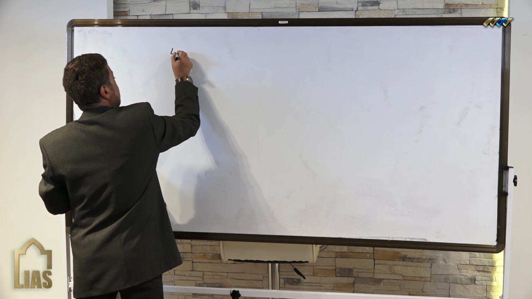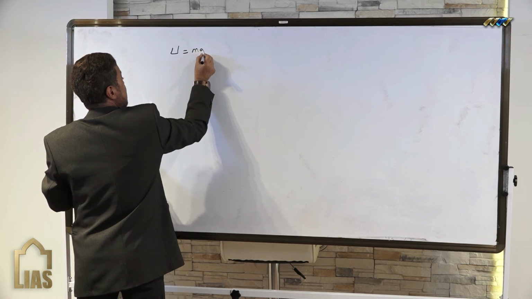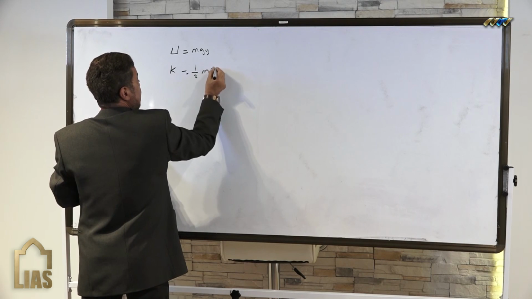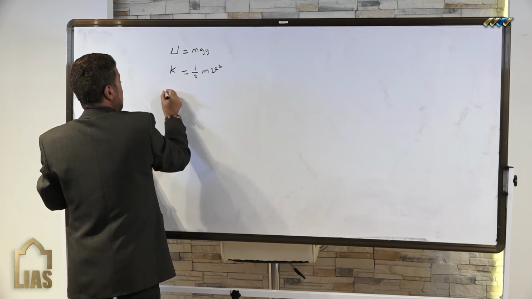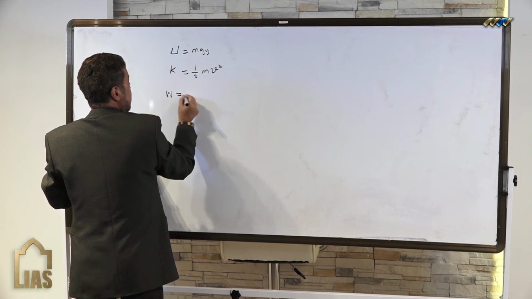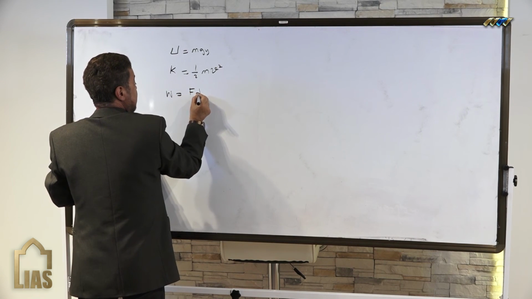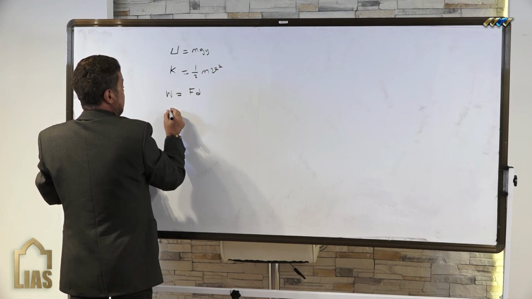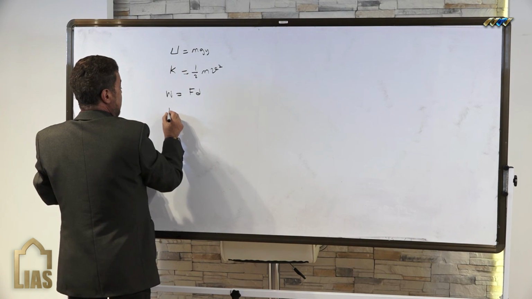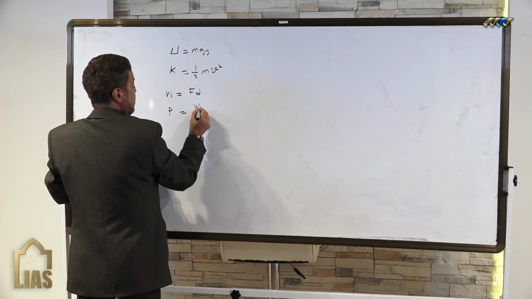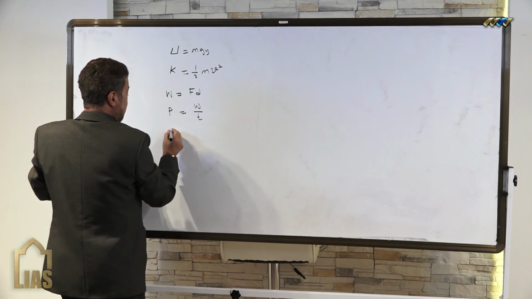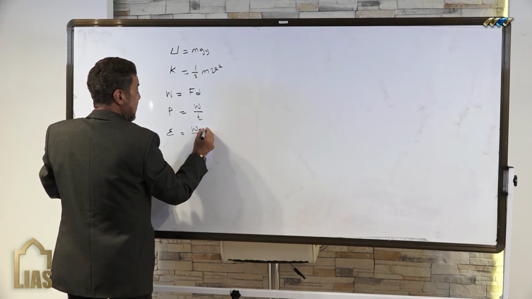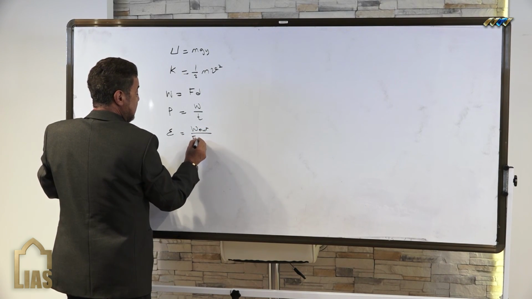You say potential energy is mgy. Kinetic energy is half mv squared. Work is fd, and we said the power is work over time, and the efficiency is work out over energy in.